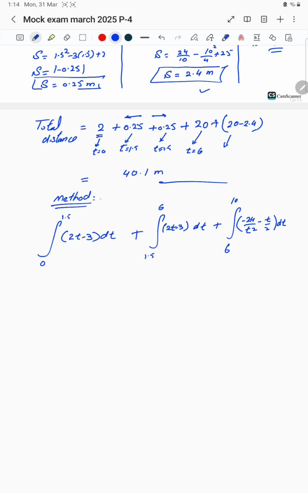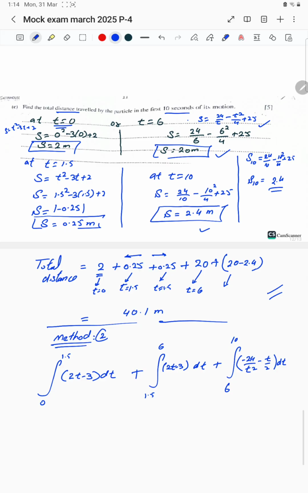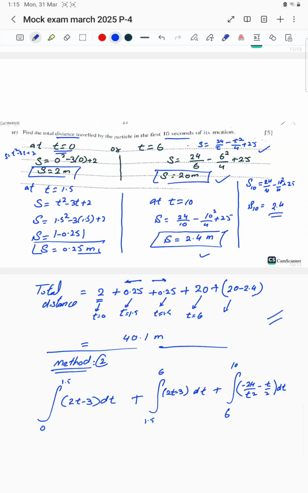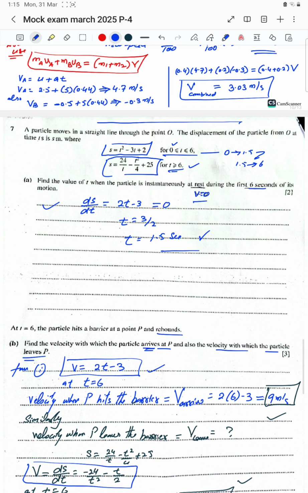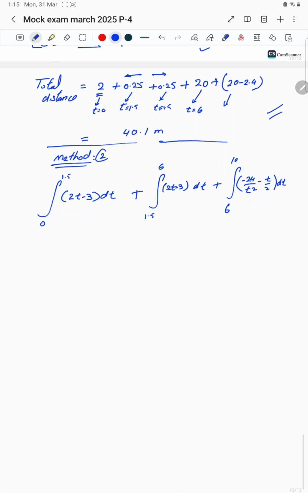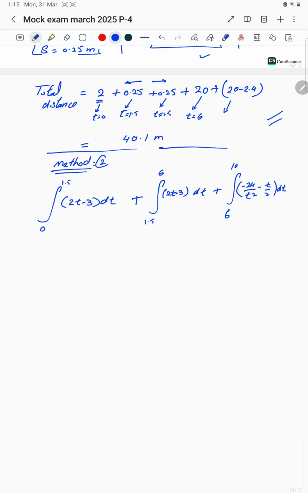So this is the second method, guys. If you feel this is a little hard, it's not hard, we simply need to divide the time for the given range of time. From 0 till 6, first this velocity will take place, and that is split into 0 till 1.5, then 1.5 till 6, and next from 6 till 10, to get the total distance. So I did it, and you can go with that or the second method. You can integrate it to get this. The final answer will be 40.1 meters. The choice is yours. You can do it with any method.